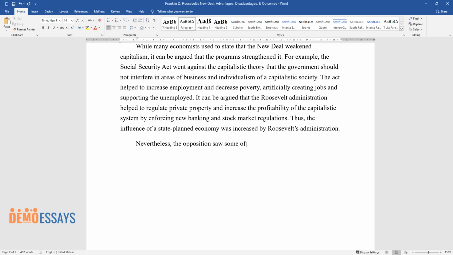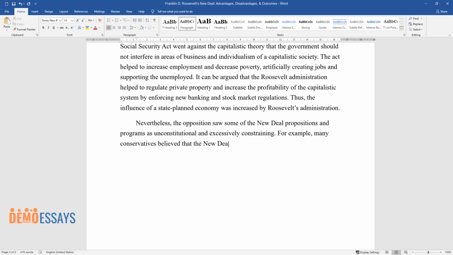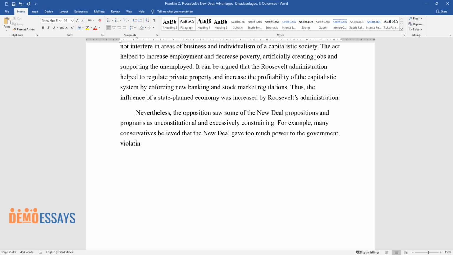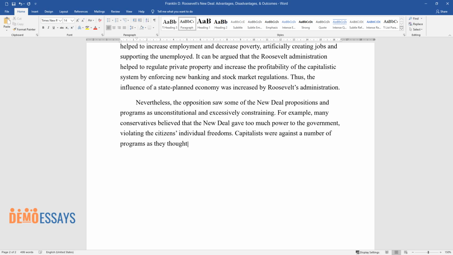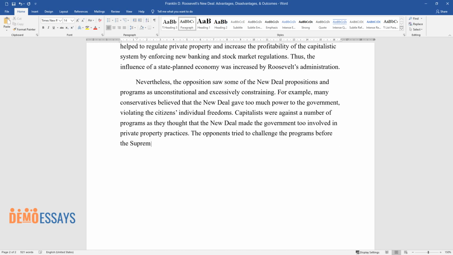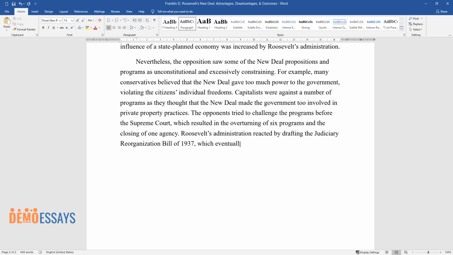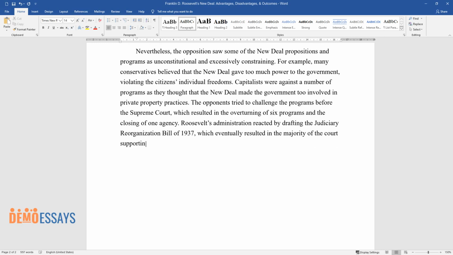Nevertheless, the opposition saw some of the New Deal propositions and programs as unconstitutional and excessively constraining. For example, many conservatives believed that the New Deal gave too much power to the government, violating the citizens' individual freedoms. Capitalists were against a number of programs as they thought that the New Deal made the government too involved in private property practices. The opponents tried to challenge the programs before the Supreme Court, which resulted in the overturning of 6 programs and the closing of 1 agency. Roosevelt's administration reacted by drafting the Judiciary Reorganization Bill of 1937, which eventually resulted in the majority of the court supporting the New Deal.